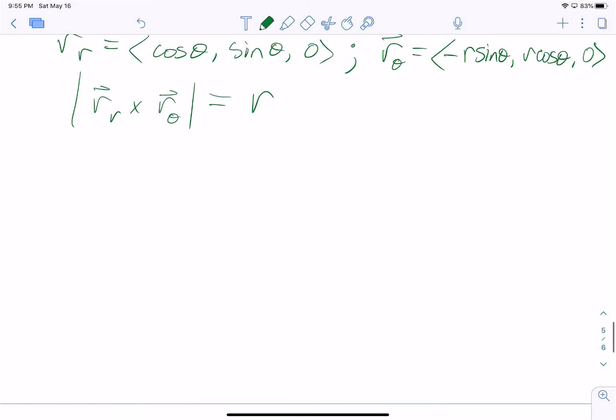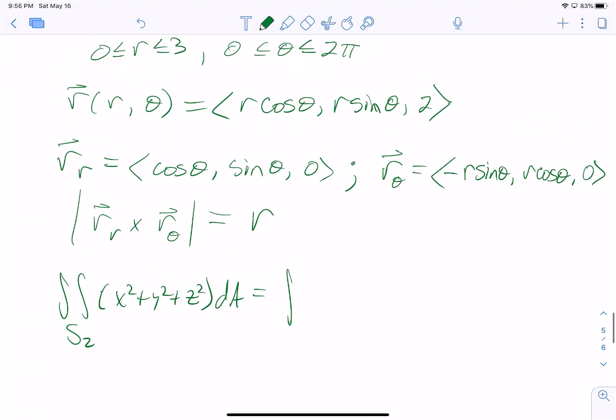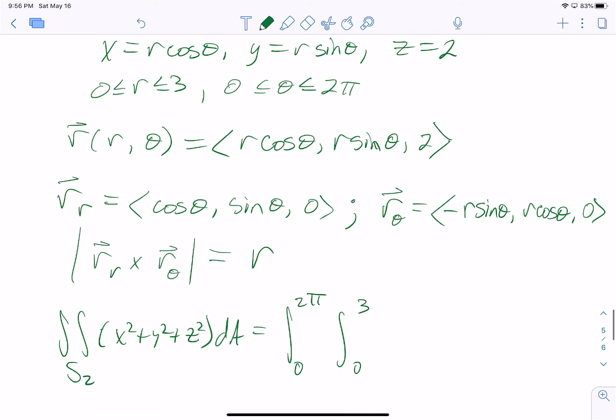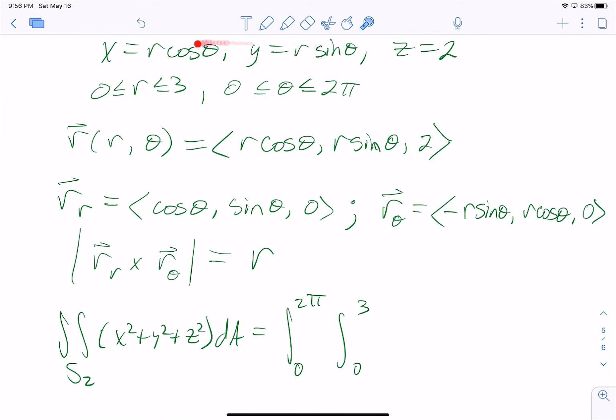For the surface integral, then, we have the surface integral over S2 of x squared plus y squared plus z squared dA is equal to the integral from, and we said theta was going to go from 0 to 2 pi, r is going to go from 0 to 3, and then x squared plus y squared is equal to r squared. Z is equal to 2, so z squared is 4. So we have r squared plus 4, and then r dr d theta.